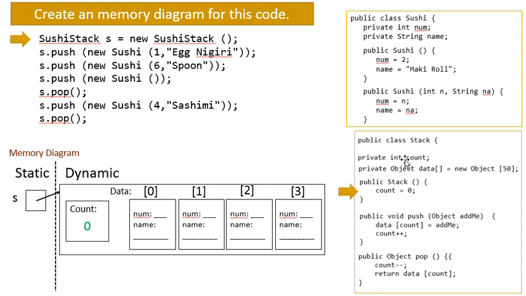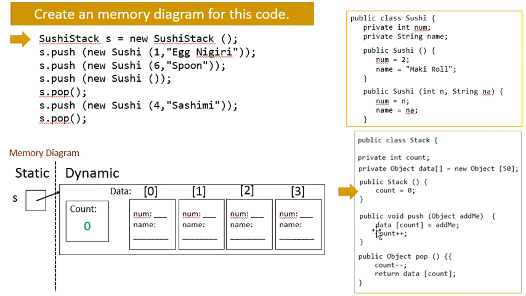And with a stack, we only have two things we're storing. So there they are, the count and also our data array. And then in the constructor, we set count to be 0. Cool. So the next thing we're going to do is we're going to push a new sushi on there. And so we're going to be using this constructor, and we're going to add a new thing in there.